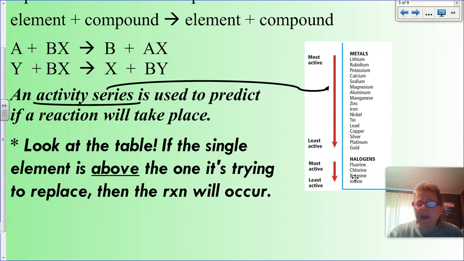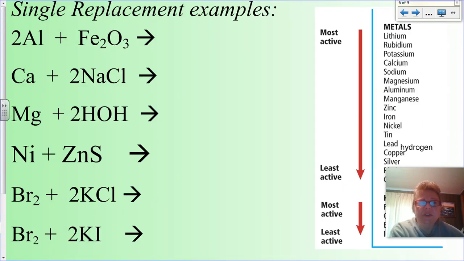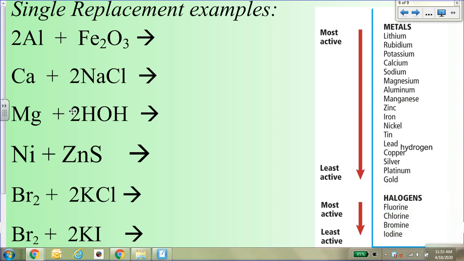If we're looking at the halogens, you want to look at the halogen that wants to do the bonding and see if it is above the one that is already bonded, and if it is, then the reaction will take place. So in this first example here, I can get rid of myself.